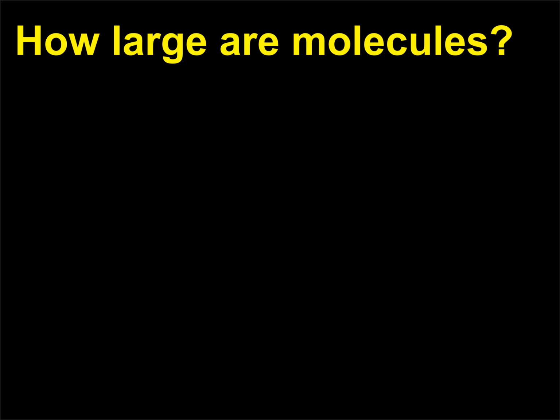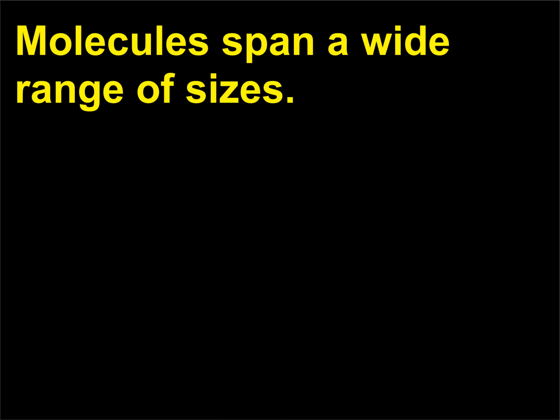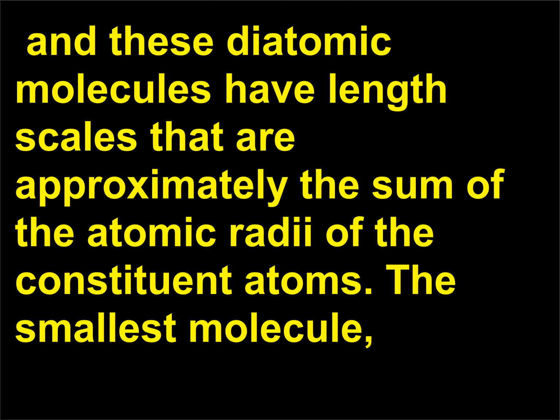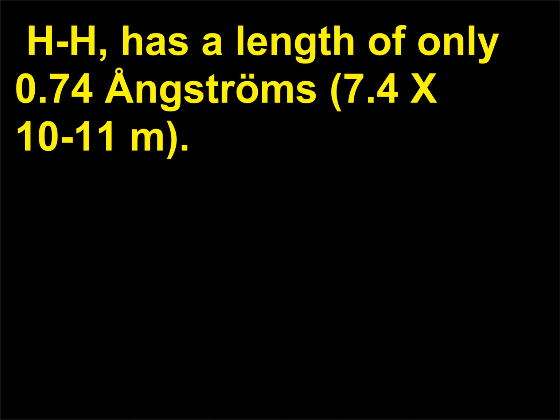How large are molecules? Molecules span a wide range of sizes. The smallest molecules contain only 2 atoms, and these diatomic molecules have length scales that are approximately the sum of the atomic radii of the constituent atoms. The smallest molecule, H2, has a length of only 0.74 angstroms, 7.4 x 10^-11 m.